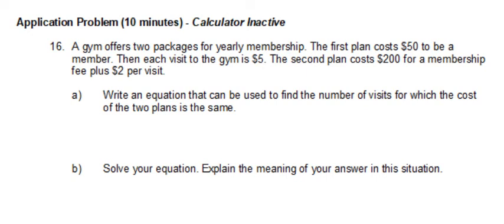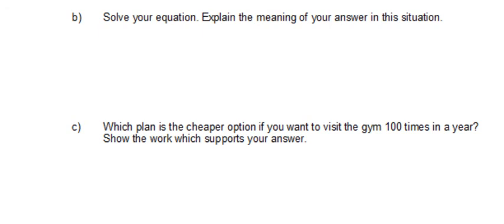A. Write an equation that can be used to find the number of visits for which the cost of the 2 plans is the same. B. Solve your equation. Explain the meaning of your answer in this situation. C. Which plan is the cheaper option if you want to visit the gym 100 times in a year? Show the work which supports your answer. Make sure you answer all 3 parts of question 16. This is the end of question 16.